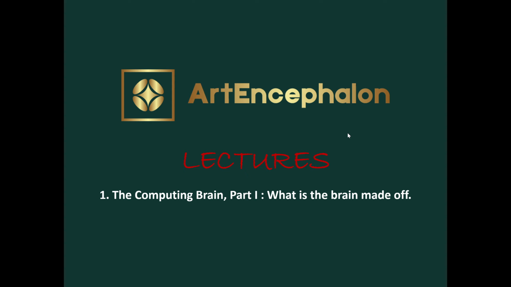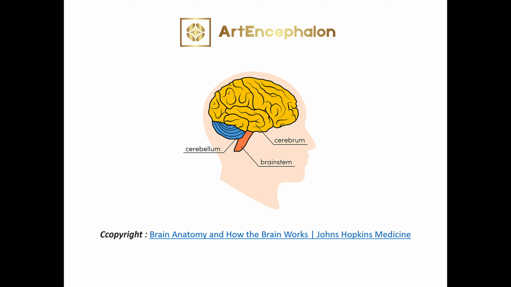So, the computing brain, part 1. What is the brain made of? Right here before us is a picture taken from Johns Hopkins Medicine. You can visit their website for very beautiful pictures of the brain, spinal cord, and further explanations. But it's taken from their website. And here it specifically says that the brain, leaving out the spinal cord, is made of the cerebrum, the cerebellum, and the brainstem. So these three major parts make up what we call the brain.